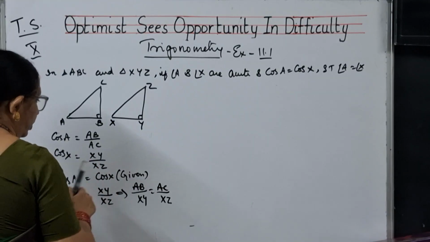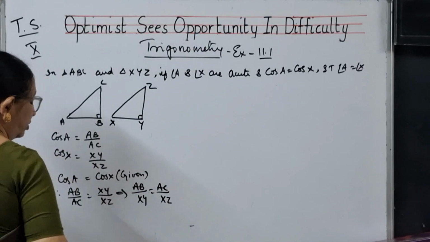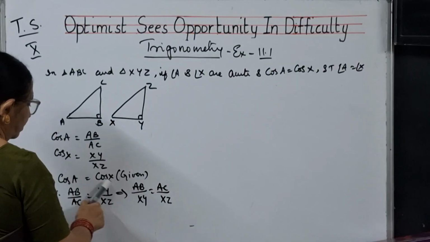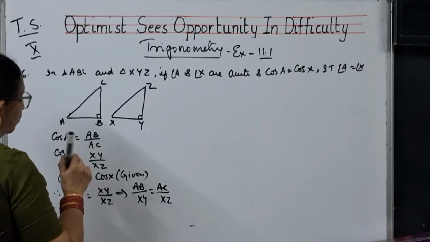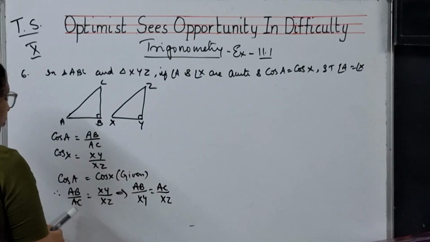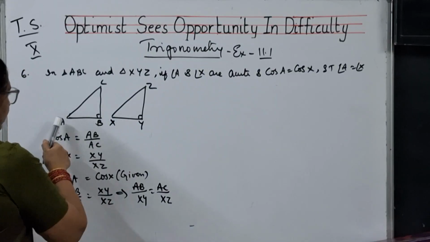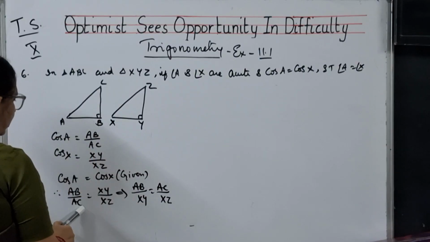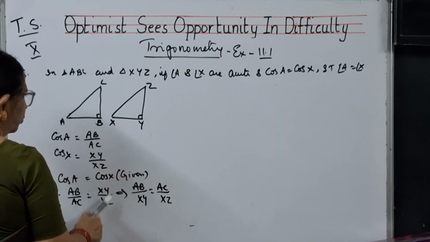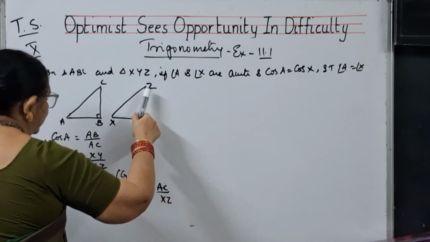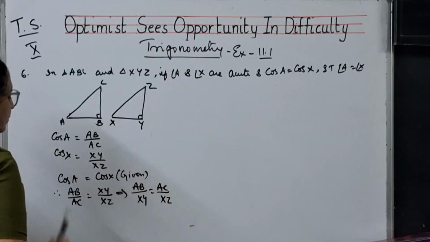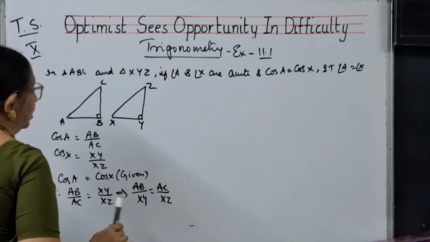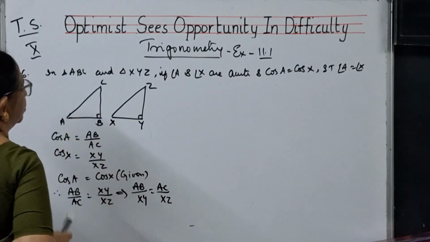We did not prove it fully, but we got this with the help of cos A is equal to cos X. Now, see children, in triangle ABC we have talked about AB and AC, but we didn't talk about BC. And here also we have talked about XY and XZ, but we didn't talk about YZ. We know that if we could prove that these two triangles are similar, then we can prove that angle A is equal to angle X.